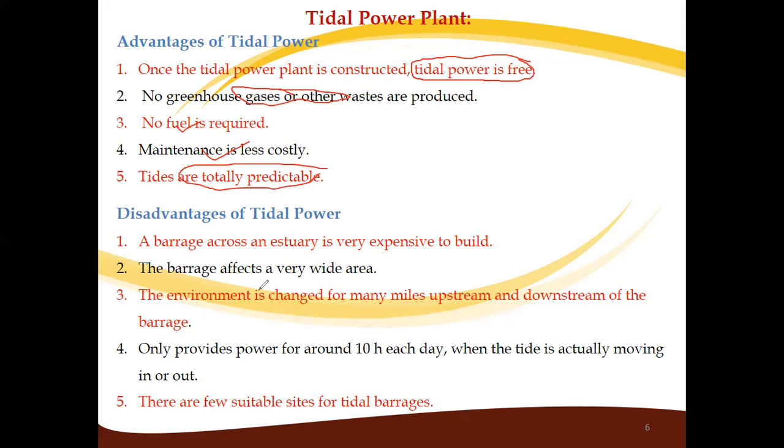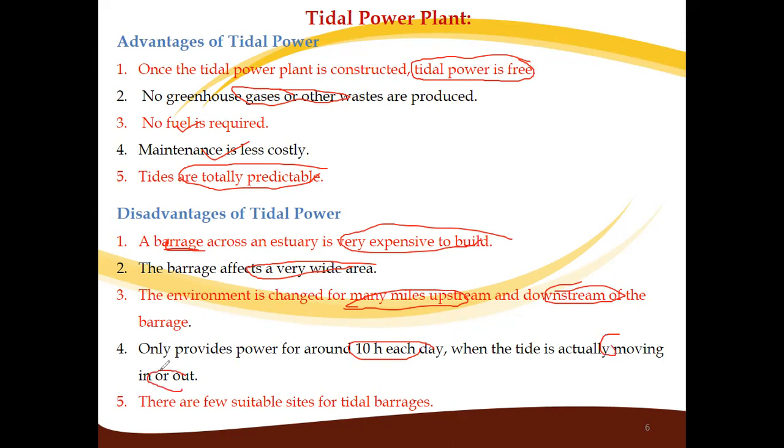Now, what are the disadvantages? First, if we use the tidal barrage, a barrage across the estuary is very expensive to build inside the ocean. Second, the barrage affects a very wide area of the ocean. The environment is changed for many miles upstream and downstream of the barrage. Because of this barrage, the nearby environment gets changed. It only provides power for around 10 hours each day, when the tides are actually moving in or out.